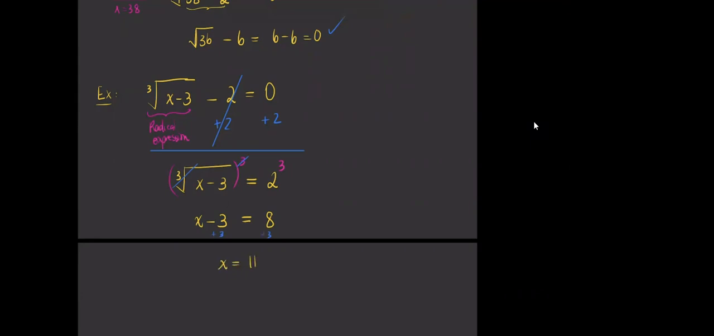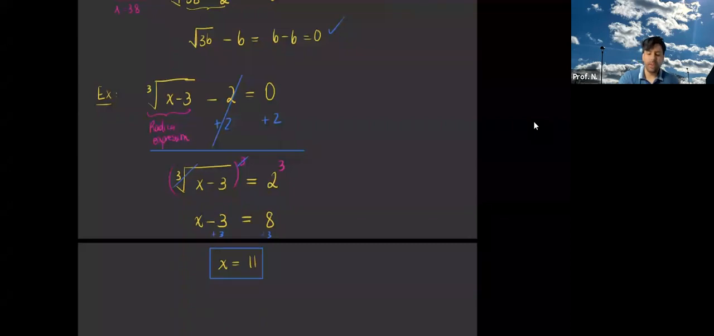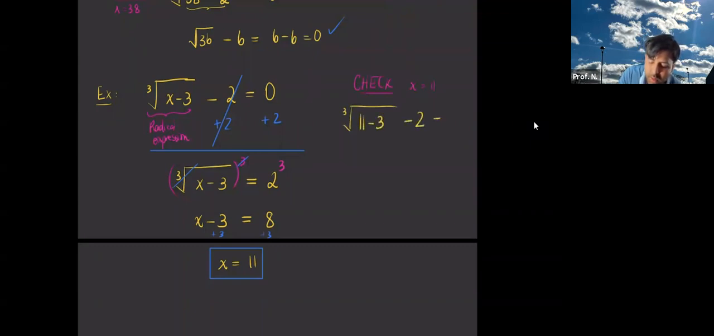That is my solution. And just in case there's no funny business going on, I always need to check whether or not the solution that I get actually works. So then I need to plug it back into my original equation. So this would be 11 minus 3 minus 2. Does this equal 0? That's the question.